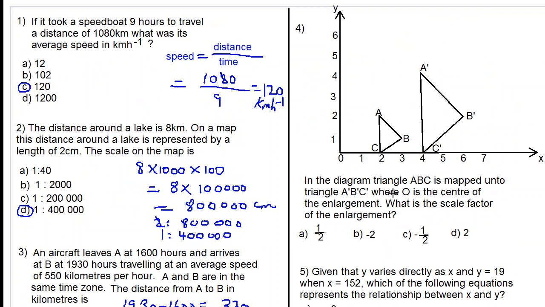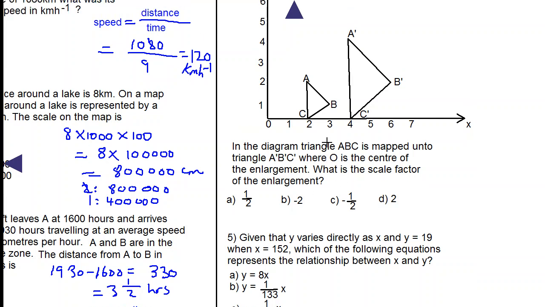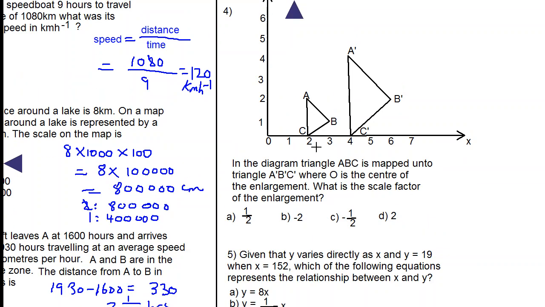Let's move on to number 4. We have a diagram showing, in the diagram, triangle ABC is mapped onto triangle A prime, B prime, C prime, where O is the center of the enlargement. What is the scale factor of the enlargement? So we have an enlargement going on here, and we want to find out what is the factor. By how much did A prime, B prime, C prime get bigger when ABC was mapped onto A prime, B prime, C prime? What's the ratio of the sides?